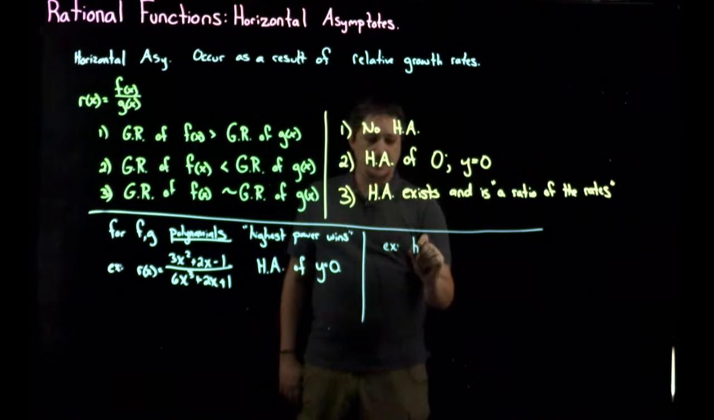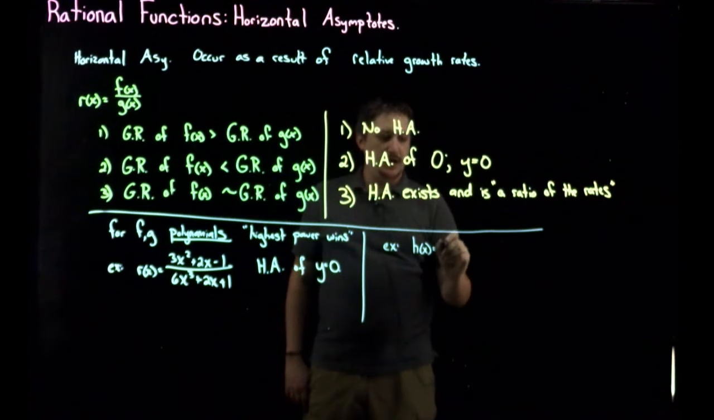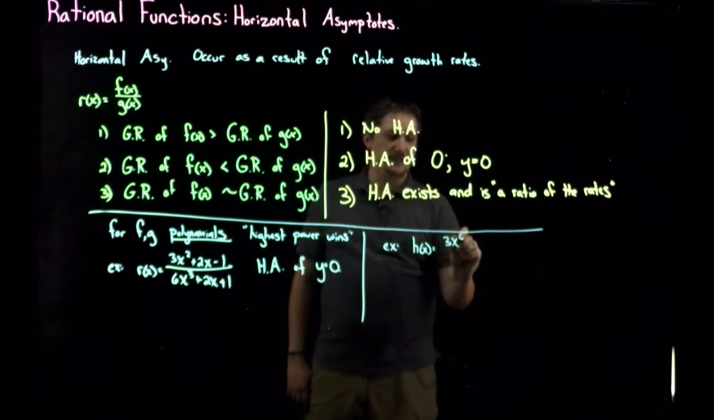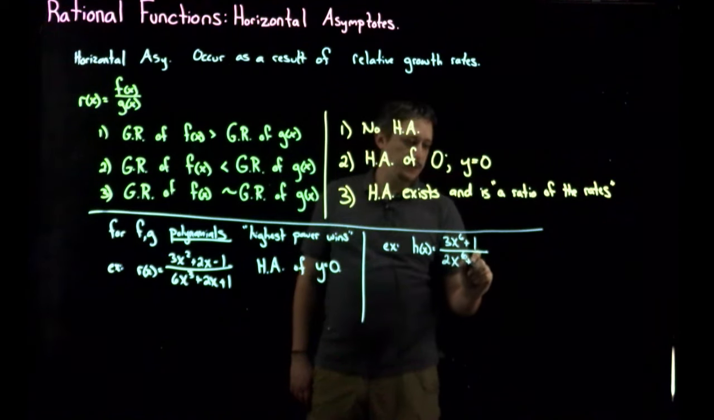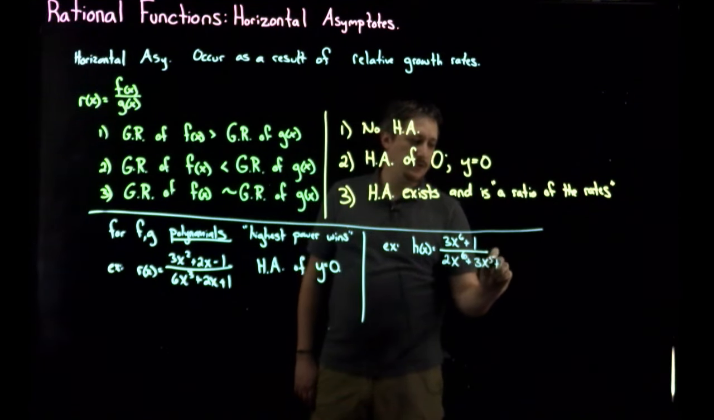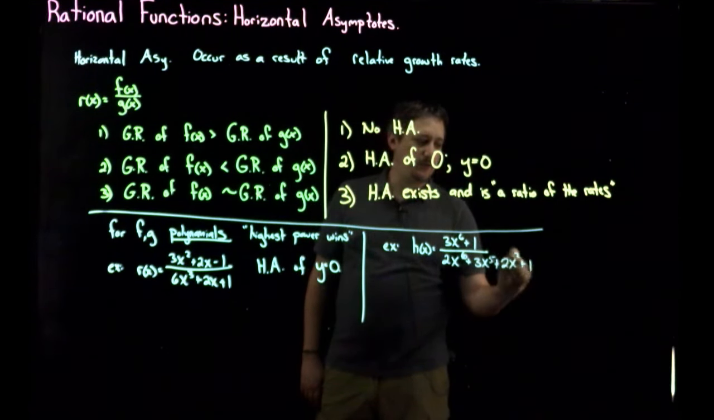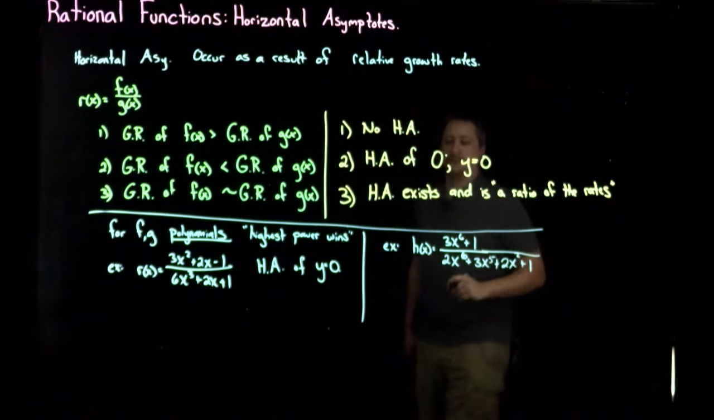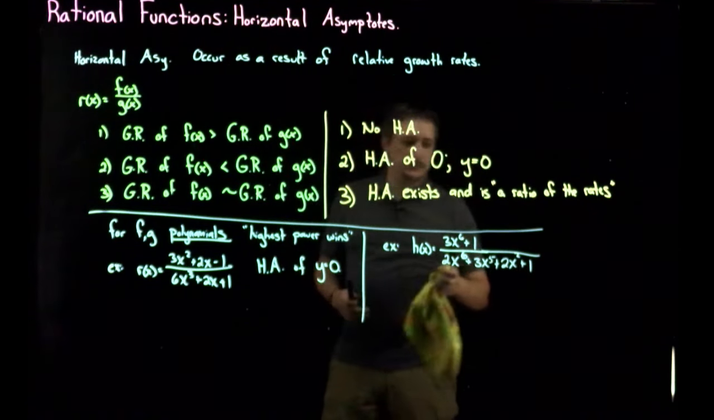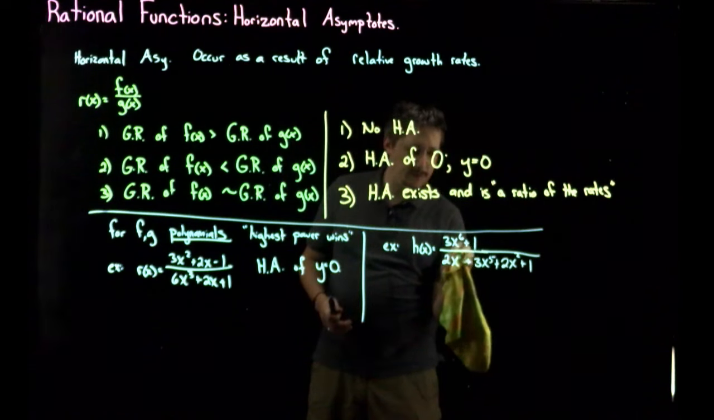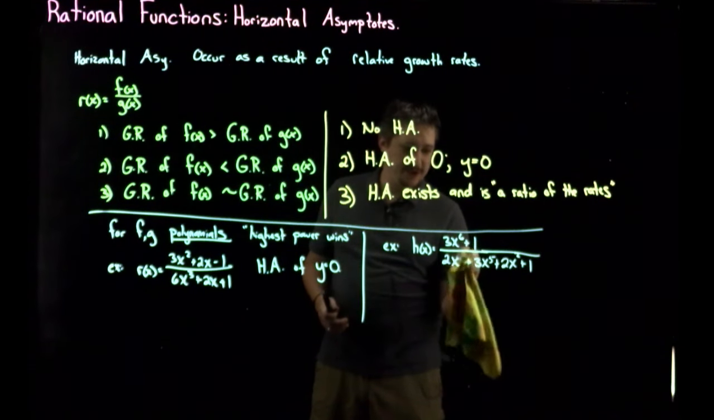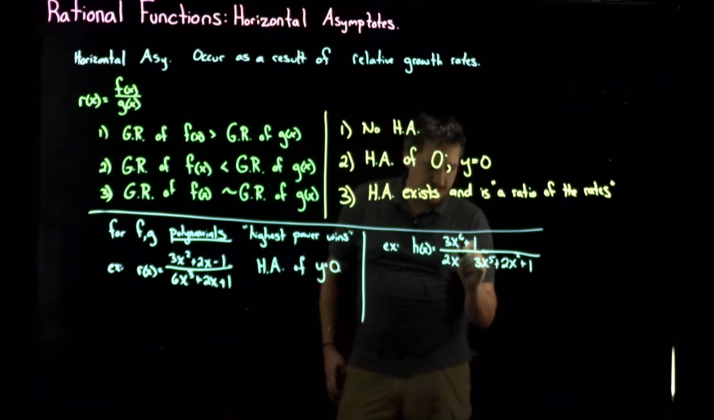So let's look at, let's say, h of x. Let's do 3x to the 6th plus 1 over 2x to the 6th plus 3x to the 5th plus 2x squared plus 1. Okay. Let me rewrite that because that's terrible looking. That's better. All right, so this was x to the 6th plus.